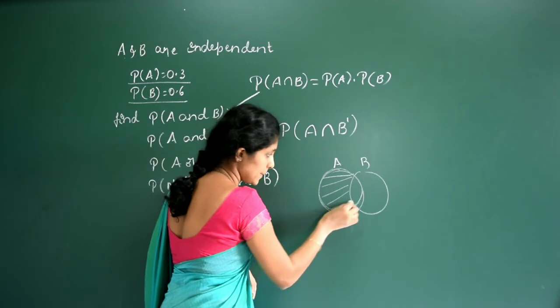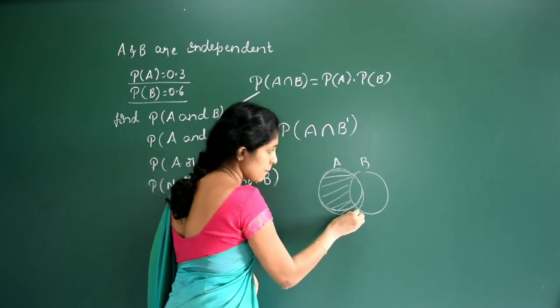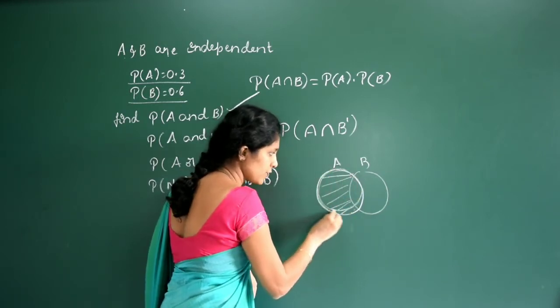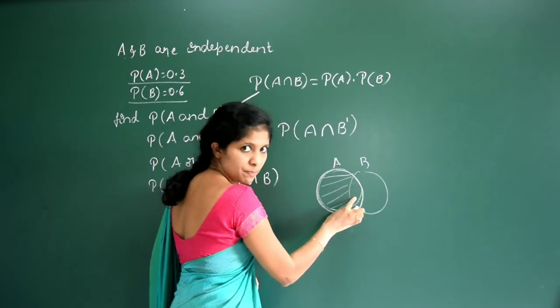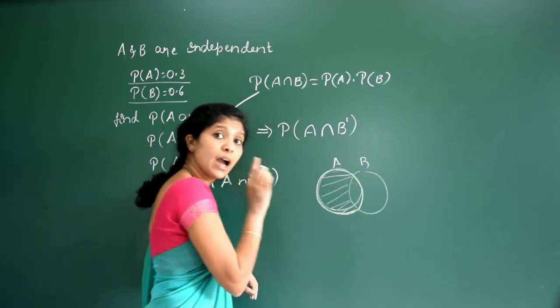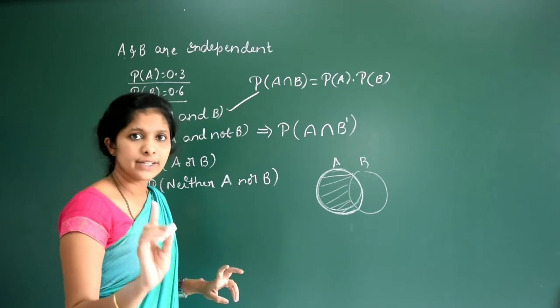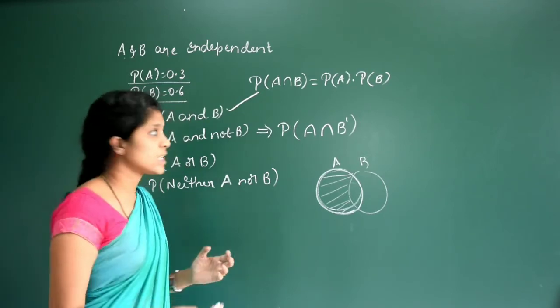So A and B dash can be written as P of A. From P of A, you need to remove the intersection part, right? So you can write P of A minus P of A intersection B. That is one way. Or else, what can we do?